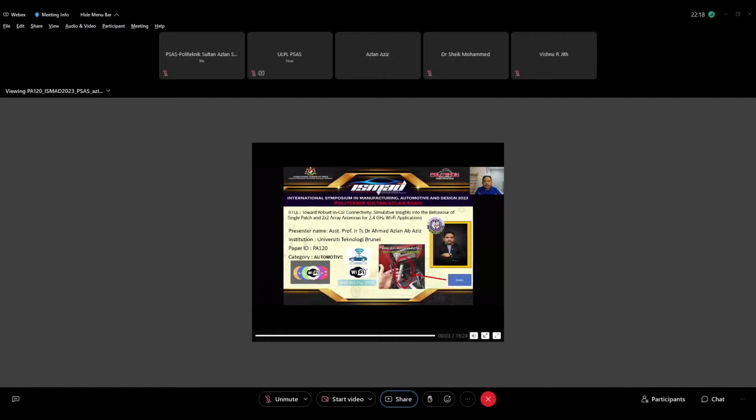Assalamualaikum. Hi, and a very good day for everyone. Today, I would like to share some of our findings related to the research on vehicular connectivity by incorporating antennas for 2.4 gigahertz Wi-Fi application. So basically, our title is Towards Robust In-Car Connectivity, Simulative Insight into the Behavior of Single Patch and 2x2 Array Antenna for 2.4 gigahertz Wi-Fi application.